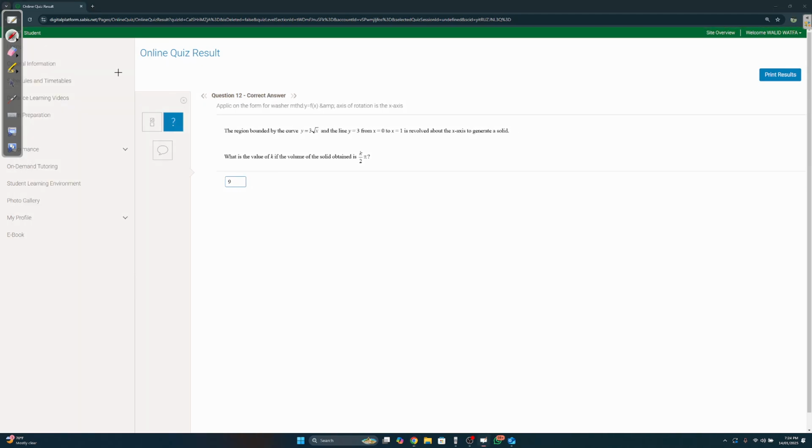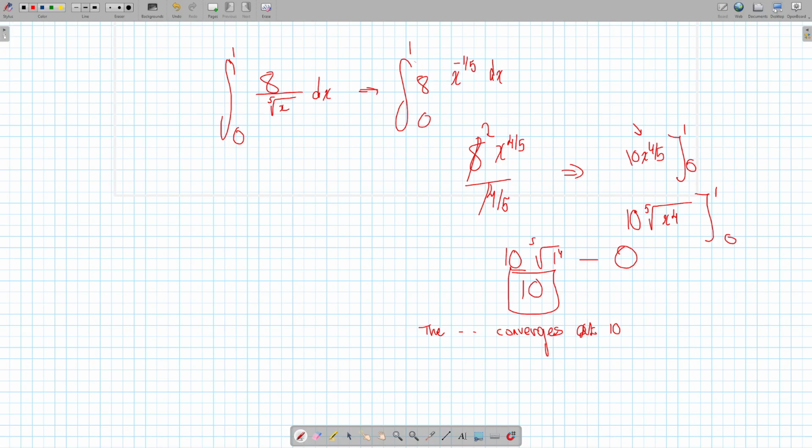Question 12, speed up a bit. The region bounded by the curve 3 root x and the line y equals 3 from x equals 0 to x equals 1 is revolved around the x-axis to generate a solid. What is the value of k if the volume of the solid obtained is k over 2 pi? Okay, rotation around the x-axis, but you have two curves. So what do we do? Graph. Y equals 3, of course, will look like this, right? We're saying from 0 until 1. 3 root x looks like this, okay?